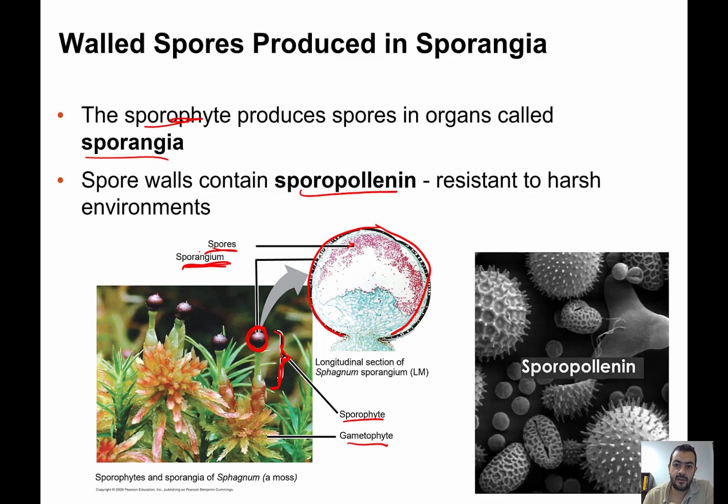Then if you zoom in to these spores, you'll find these spores are characterized by having sporopollenin to give them resistance. And as you can see, they have thickened cell walls made up of sporopollenin.